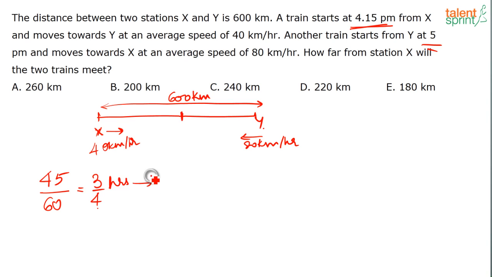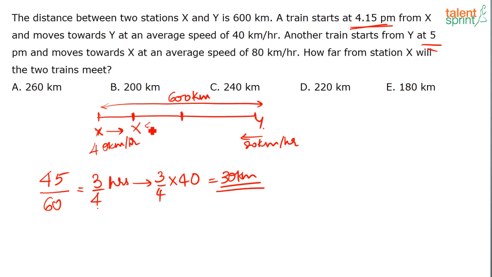Train X will travel 3/4 into 40, correct? This will be the distance traveled by train X in this 3/4 hours, because distance traveled is nothing but speed into time. So 3/4 into 40 is equal to 30 kilometers. So in 45 minutes, this train would have traveled 30 kilometers. So it will be somewhere here, correct? Train X is going to be here, and train Y is going to be here at 5 o'clock.